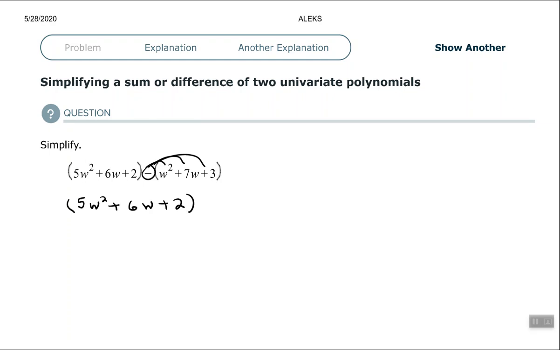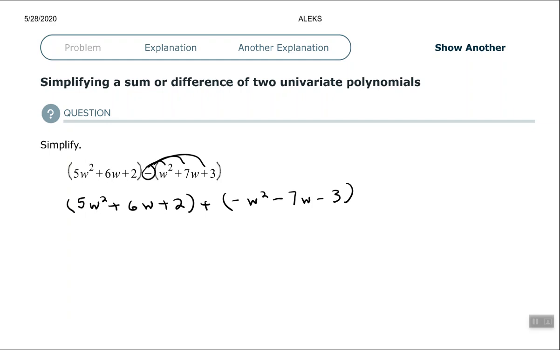So the polynomial in the first parentheses will stay the same. Now I'm going to say plus negative 1w squared minus 7w minus 3. It changes all of those signs. So the w squared was positive, so now it's negative. All three of those terms were positive, so all three of those signs change to minus or negative. So again, you can just look at these and combine the like terms. I have 5w squared minus 1w squared, and 5 minus 1 gives me 4.